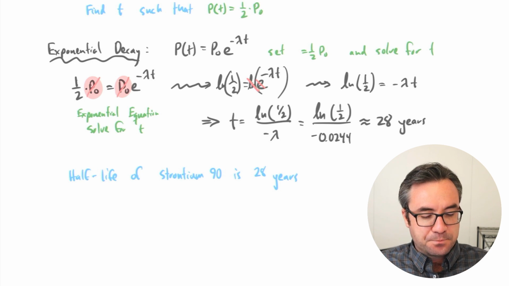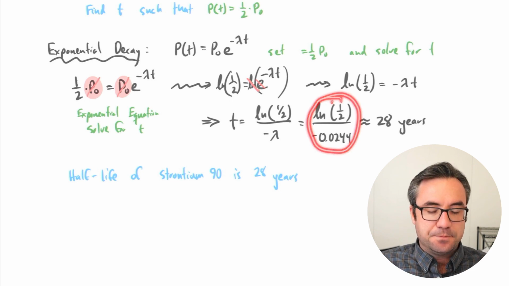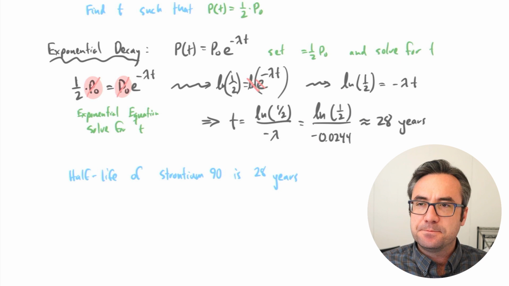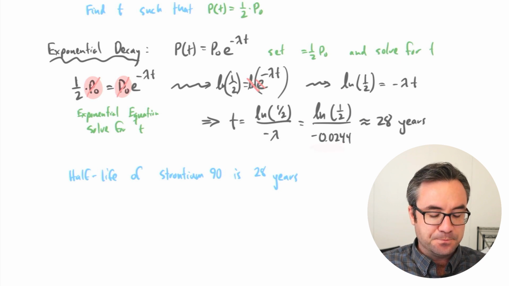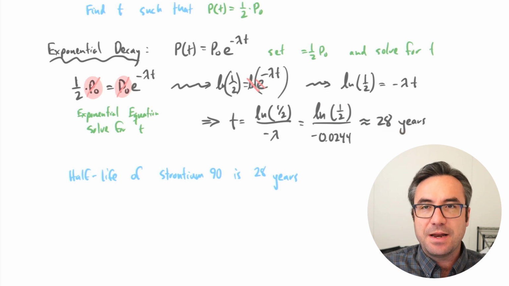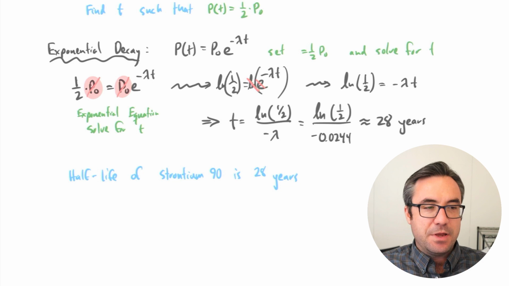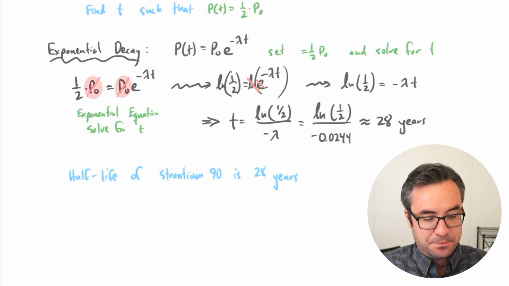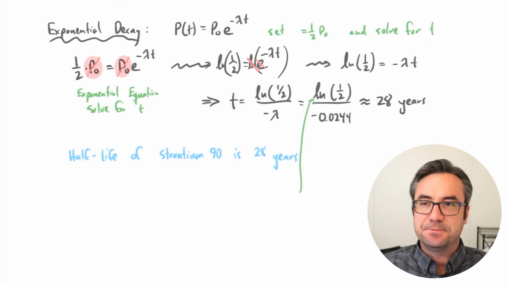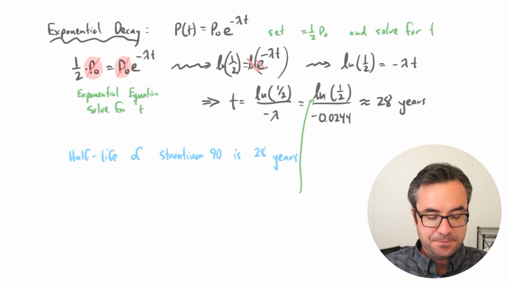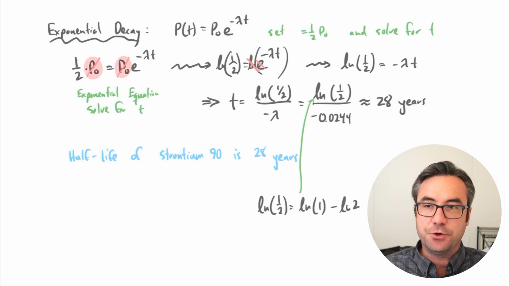Now, one little thing. You might be wondering, we have a negative here. How did we end up with a positive value if we're dividing by a negative? Well, let's look at the natural log of 1/2. We could simplify this. So natural log of 1/2 is equal to the natural log of 1 minus the natural log of 2.